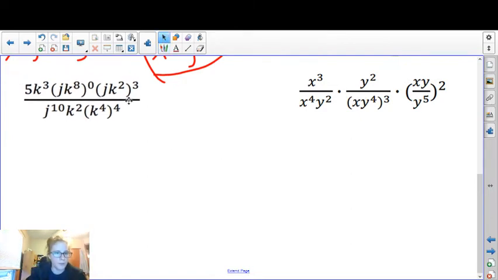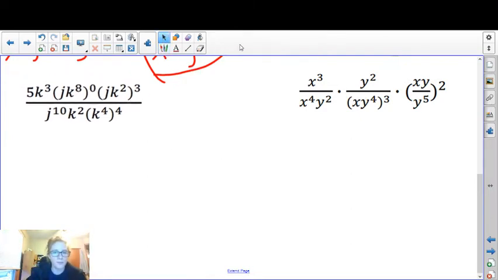I'm going to move this just a smidgen. Okay, I see a 0, so anything attached to the 0 goes to 1, so that whole thing gets crossed out. Woo!